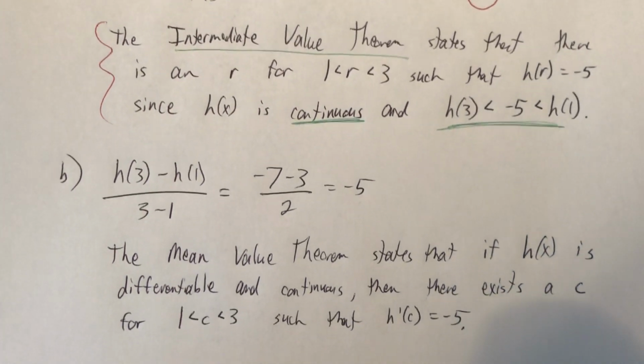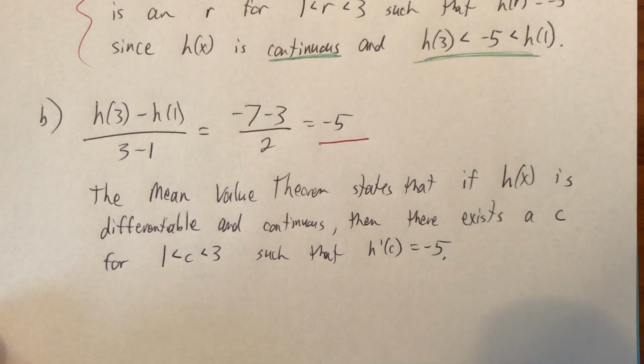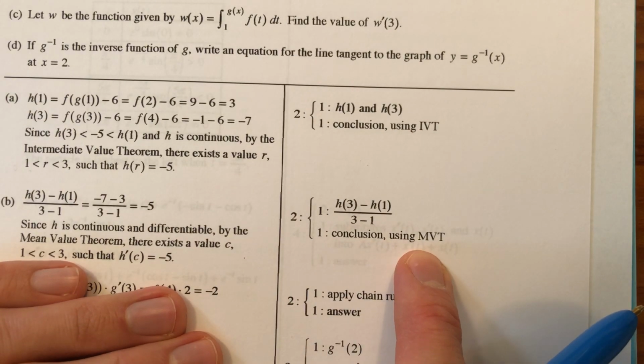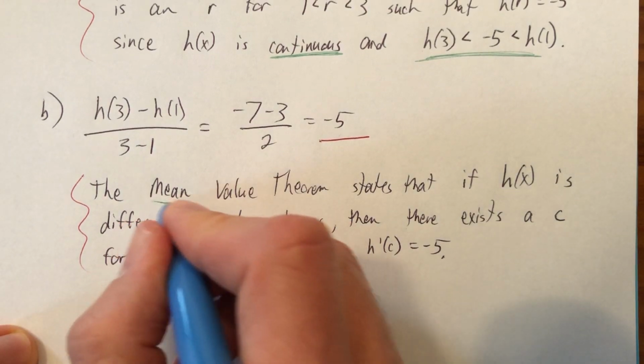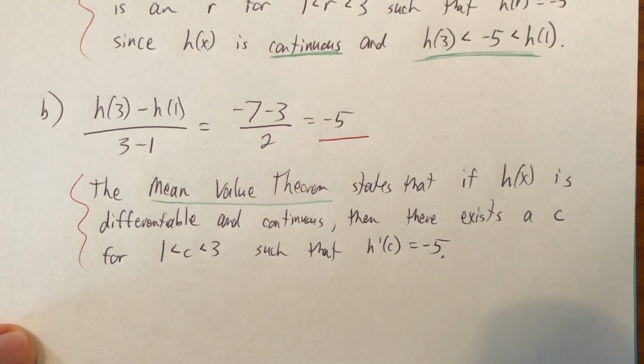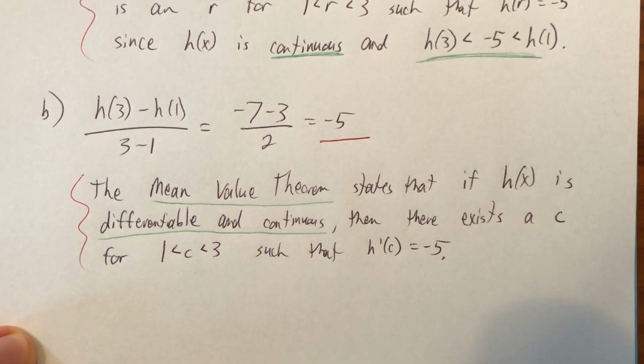They wanted you to say, hey, I found that value. There's 1 point there. And then all that is another point. And when they say using the mean value theorem, let me show you exactly what they said. Conclusion using the MVT. They probably wanted you to say MVT. And they wanted you to say differentiable for sure. I'm going to underline continuous also.